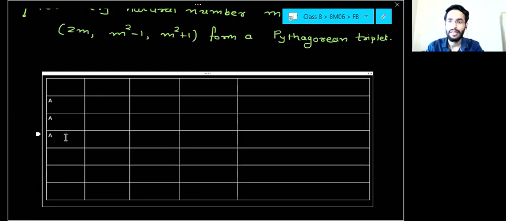No. It is not necessary that only for these values a Pythagorean triplet will form. Wait, I will explain each and everything in detail, right? Don't worry.